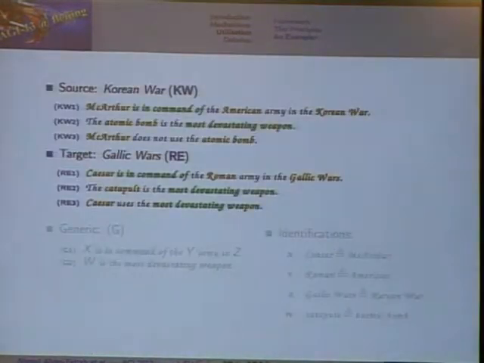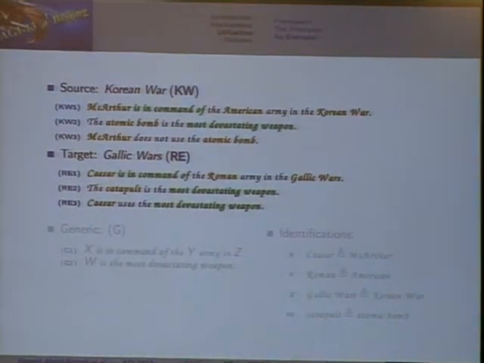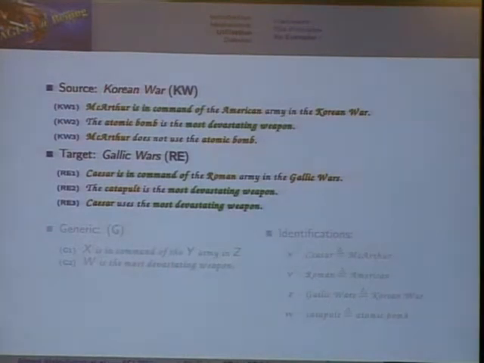some stuff. So if we try to formalize it, or at least represent a source and a target domain, using the Korean War as one, and the Gallic or the Roman Empire War as another one, representing the main axioms of the domains. For example, we have here KW1: MacArthur is in command of the American army in the Korean War. The atomic bomb is the most devastating weapon. MacArthur does not use the atomic bomb. Also in the Gallic War you have similar axioms.